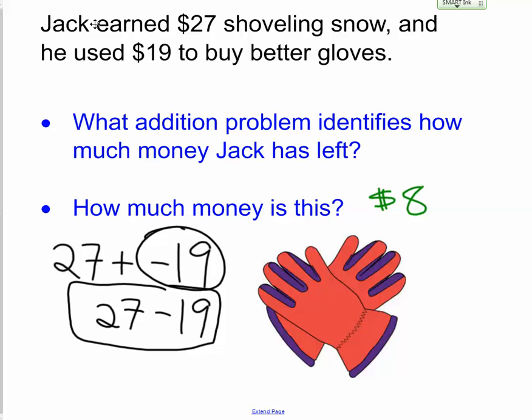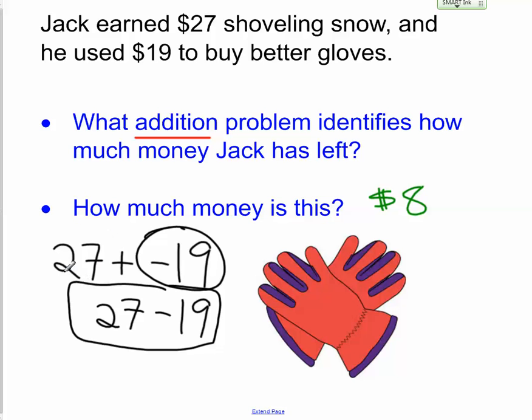And then another word problem. Jack was shoveling snow and he earned $27, but his hands were freezing afterwards. So he decided he was going to buy a better pair of gloves. He used 19 of the $27 to buy better gloves. And I asked, what addition problem identifies how much money Jack has left? And all of you got this.